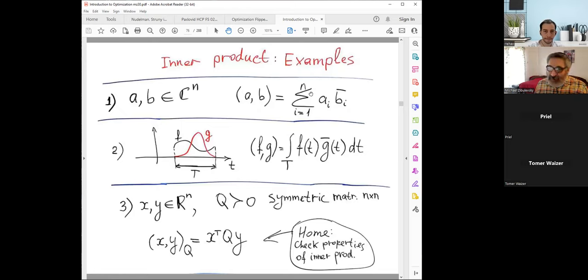Except for the usual inner product in Euclidean spaces or in complex spaces that we know, there are inner products in other spaces, in spaces of continuous functions, for example. Or this last one, we called it Q-linear. The Q inner product is x transpose Q y, and this will be used in the derivation of conjugate directions.